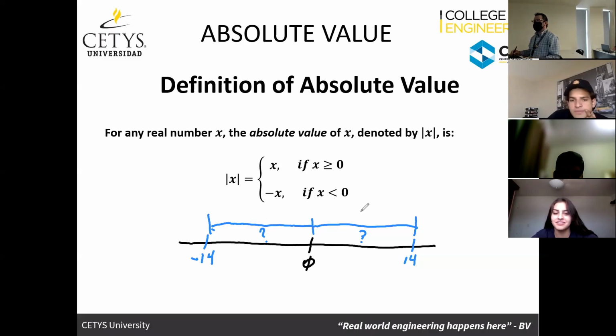It's 14. So regardless of if it's positive or negative, the distance to 0 is the absolute value of the number. That's why it's called absolute value. And so regardless of if it's 14 or minus 14, the distance to 0 is 14. This is the absolute value.